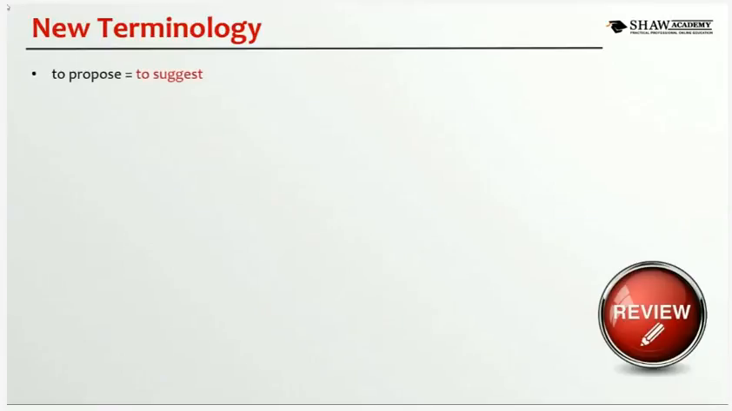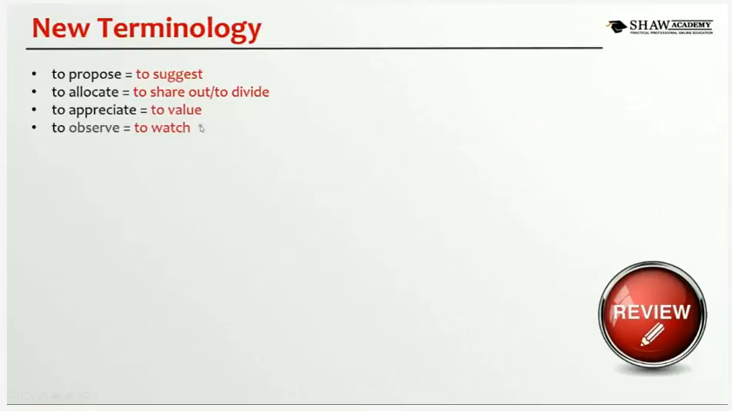Okay, so to propose is to suggest, of course. To allocate, so if you allocate money, that is basically when you share it out or divide it. To appreciate is to value something. To observe means to watch. At first hand, so if you experience something at first hand, you experience it from the original source. Productive, of course, so employees can be productive or very useful.